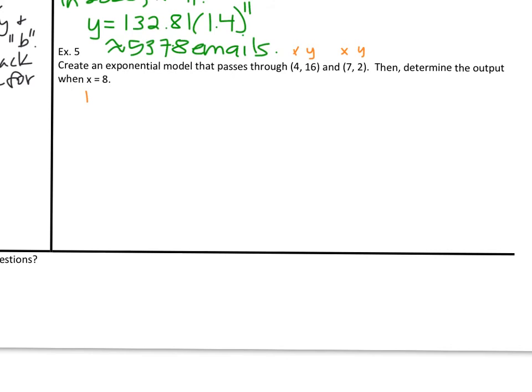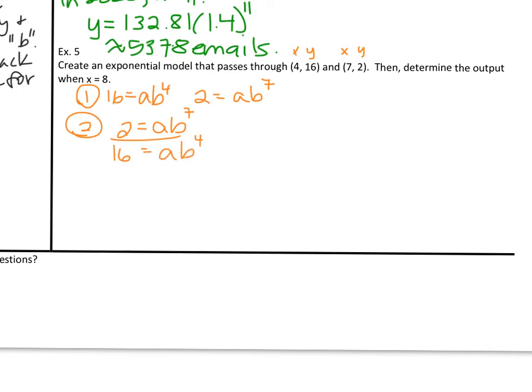Step 1. Create 2 equations plugging in x and y. In that first ordered pair, 16 would equal a times b to the 4th power. In that second equation, we would have 2 equals a times b to the 7th power. Step 2, create a fraction with the biggest exponent in the numerator. That would be that second equation again. 2 equals a times b to the 7th over 16 equals a times b to the 4th.